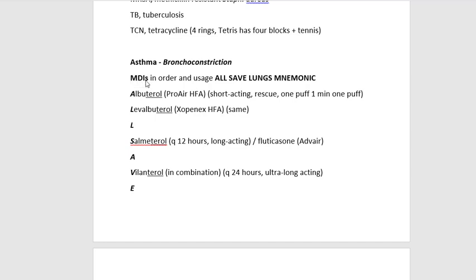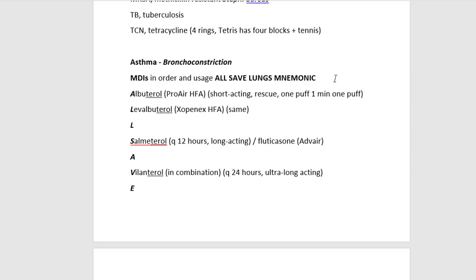We meter it because we want to make sure that we know how many doses we have left. We don't want to have an albuterol with 1 or 0 doses left and the patient not know they have an asthma attack and then they have an inhaler that has no medicine. Okay, so MDIs in order and usage. The mnemonic is ALL SAVE LUNGS.